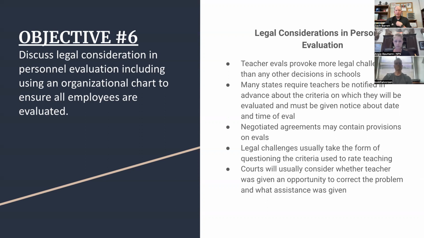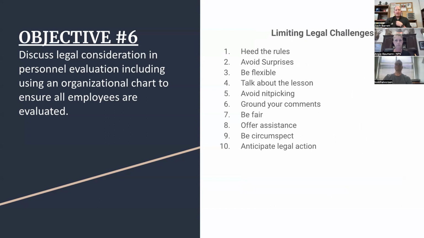And then courts usually consider whether teachers were given an opportunity to do better, which is where your improvement plans and things would come into play. And then, limiting legal challenges if you can, it gives you 10 rules here to follow. Basically, follow your evaluation rules. Don't give them any surprises. Let them know when you're going to evaluate. Avoid nitpicking on specific things. Have backing for your comments. Be fair. Offer assistance. And then always at the end, it says anticipate legal action.